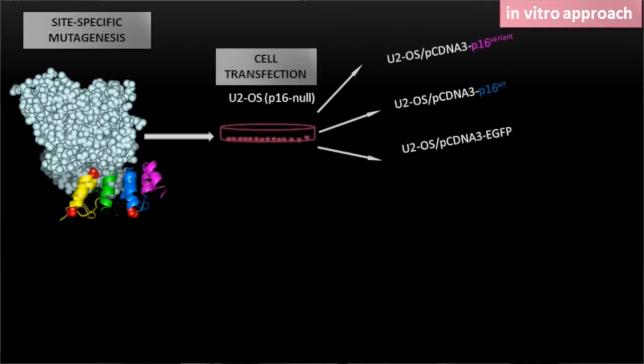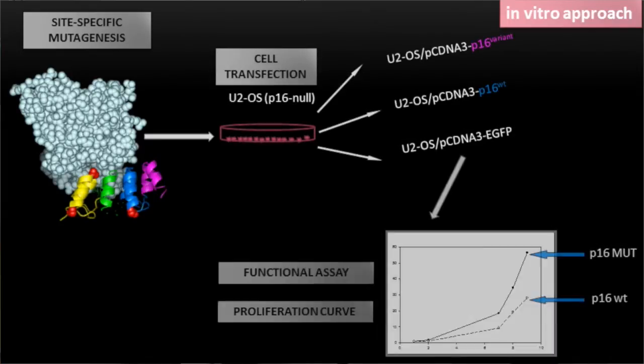For the in vitro approach, P16 variants obtained by site-specific mutagenesis were expressed in a P16 null cell line and tested for their ability to block cell proliferation.